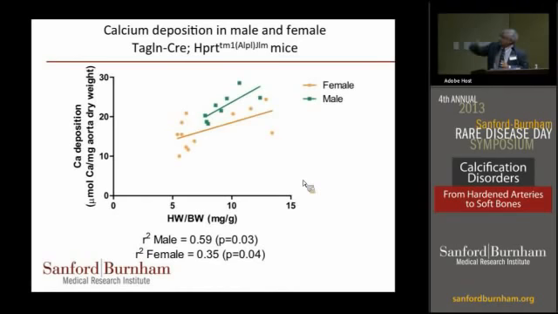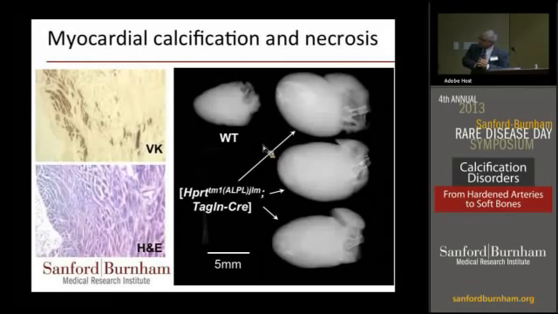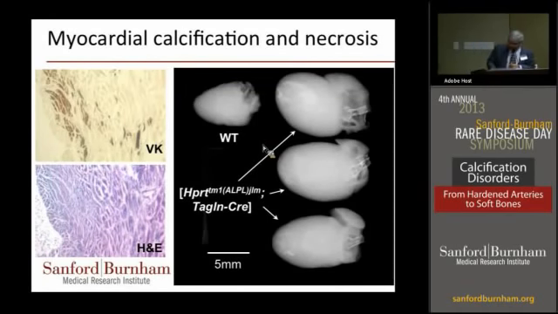So this is the rate of calcium deposition compared to heart weight. Both males and females have a slightly different rate of development of the cardiac hypertrophy associated with calcium, and evidence of myocardial calcification and necrosis. You see here male mice, very hypertrophic, with evidence of necrosis, von Kossa, and H&E.